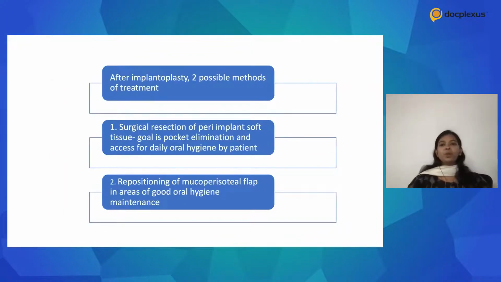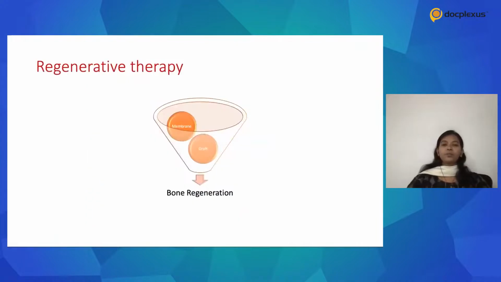After implantoplasty, you have two possible methods. Either you surgically resect the peri-implant soft tissues, or you reposition the mucoperiosteal flap and enhance good oral hygiene maintenance. How you will maintain the soft tissue is another important decision which you have to take, whether you are going to resect it and eliminate pockets, or whether you are going to reposition and maintain good oral hygiene.